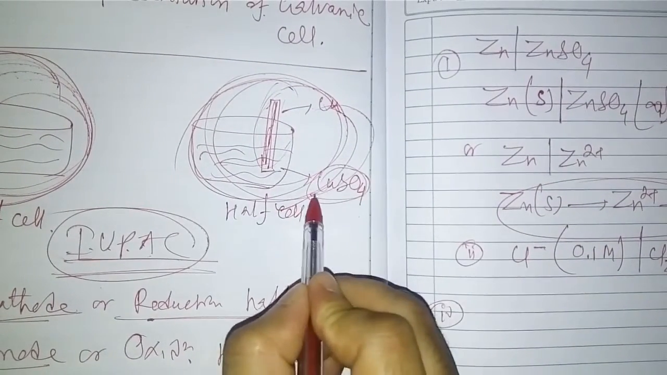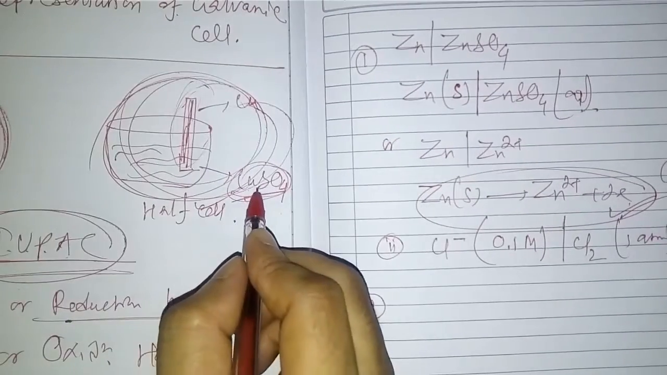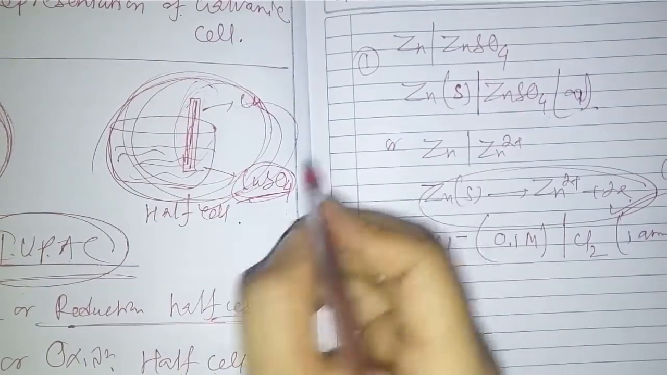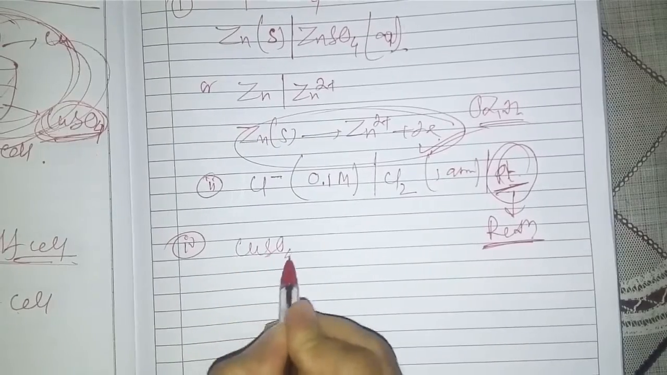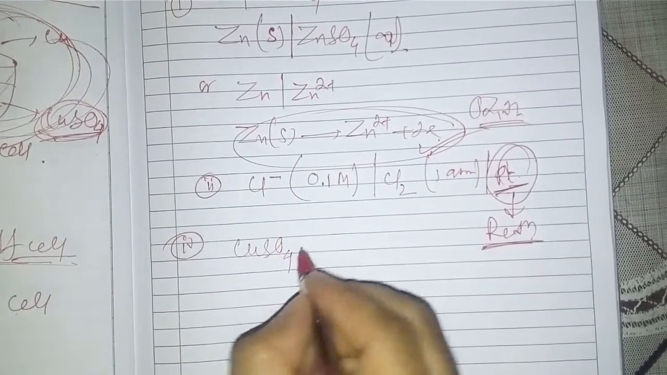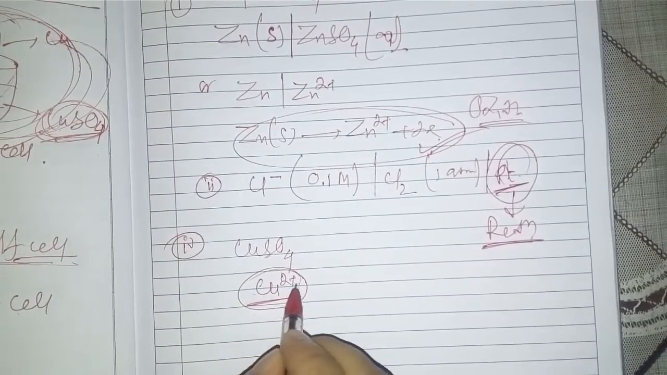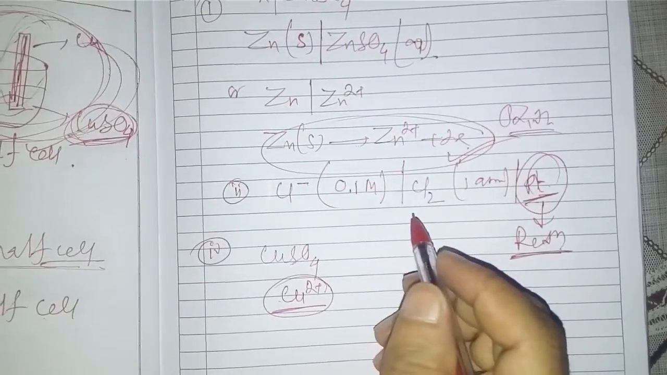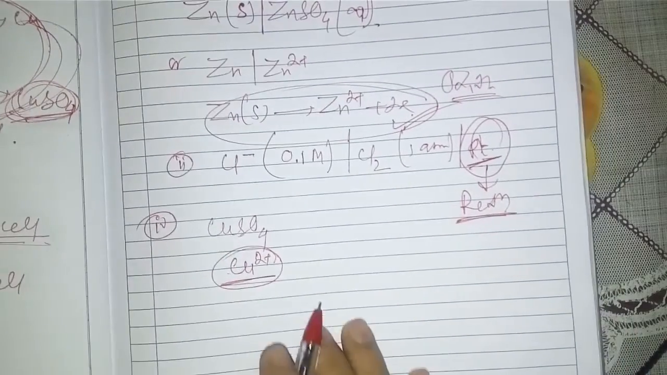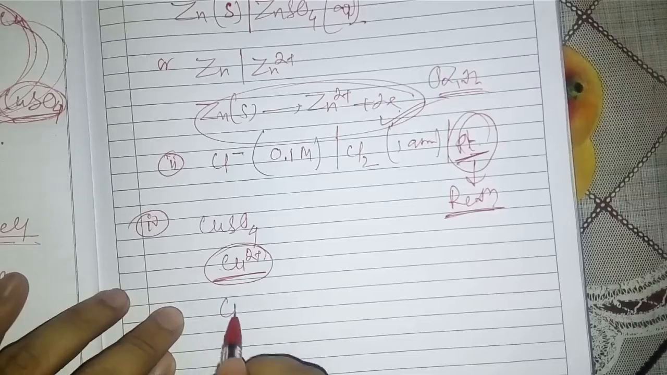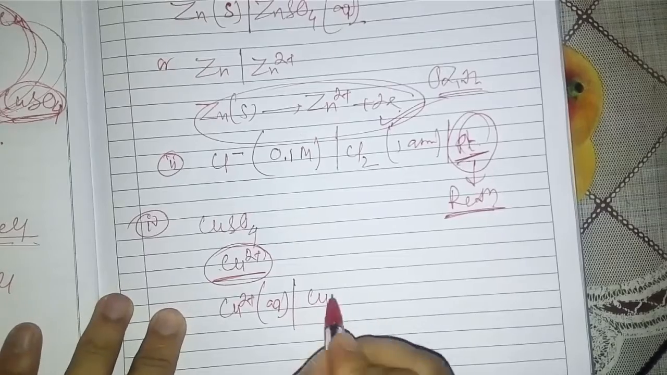Here the electrolyte is copper sulfate solution. So copper sulfate is the electrolyte, or its ion, Cu2+. And then the symbol of the metal is written with a vertical line. That means first Cu2+ in aqueous medium, phase boundary, then Cu solid.